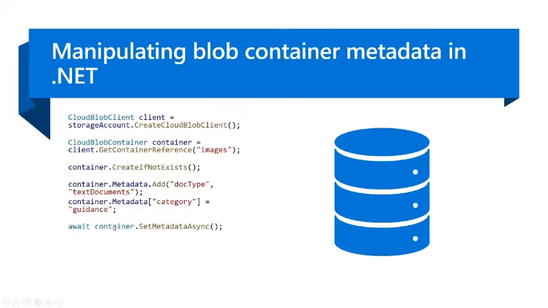So you see what we did. We created the client, same as before. We got the reference and we created it if it does not exist. Then in the container metadata, we added doc type equals text documents, and container metadata category equals guidance. So we added two entries: one like a collection add, and one like a key value. And then you call set metadata async. To persist the newly set metadata, we called set metadata async.